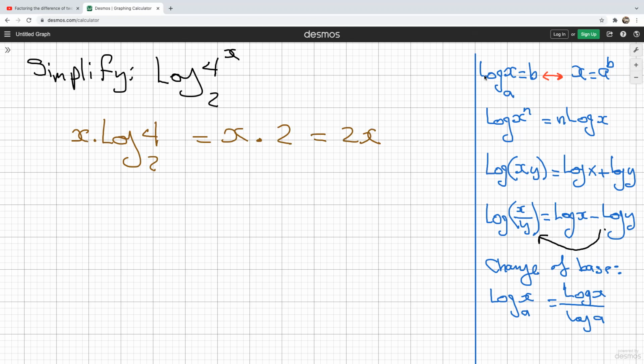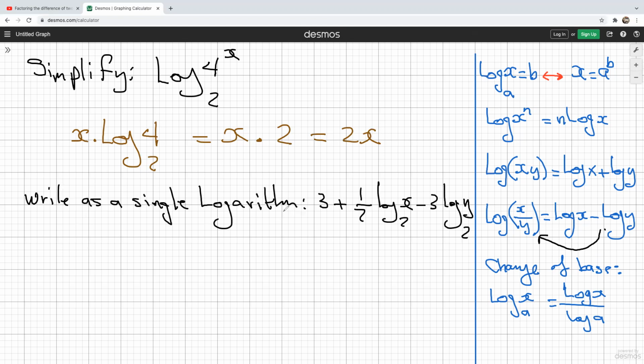Let's do one more question and we'll end it there. So here they want us to write this as a single logarithm. So basically we have to combine these logs right here. But the issue here, we have a 3 and this doesn't have a log in it. So how are we going to combine these?